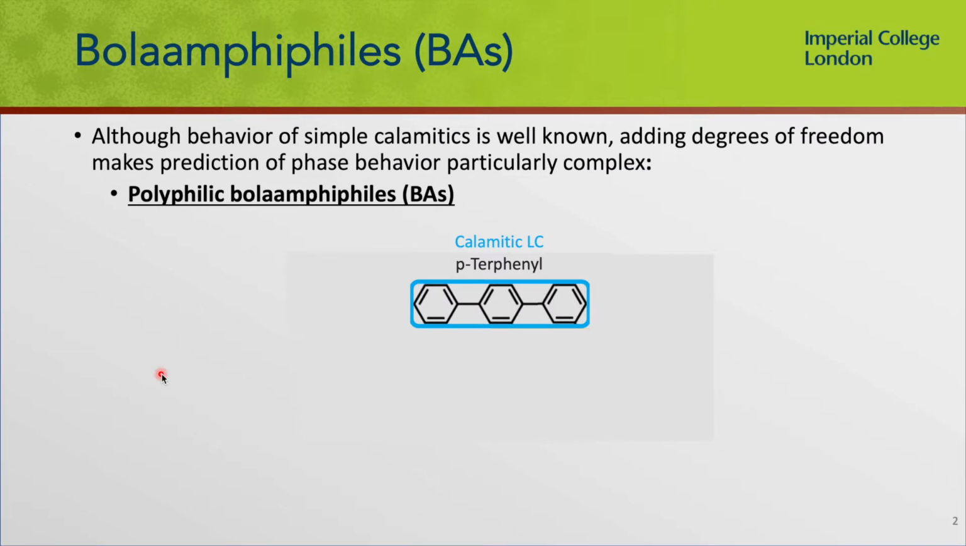That makes them quite easy to model, and there have been many studies to understand the behavior and the theories that can describe the behavior quite well. However, adding degrees of freedom makes prediction of the phase behavior of these molecules, calamitic liquid crystals, quite difficult. One such example is the case of polyphilic Bolaamphiphiles.